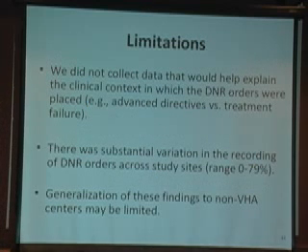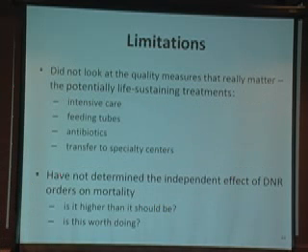We did not collect data that would help explain the clinical context in which the DNR orders were placed. There's a huge difference between an advanced directive versus treatment failure. There's substantial variation we saw across hospitals in the documentation. And of course, we always have to worry about generalization of the VA data to non-VA sites. And again, as already covered, we need to look at these potentially life-sustaining treatments to the extent that they are adequately documented in the data.